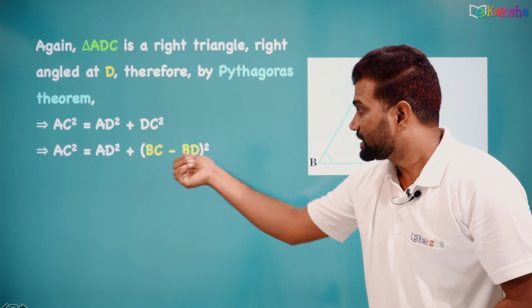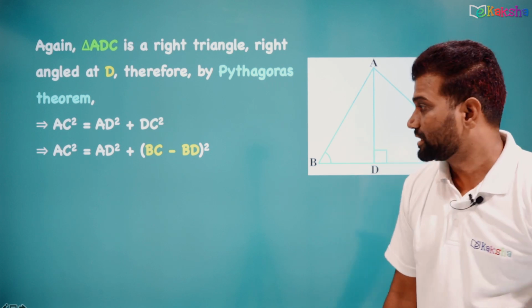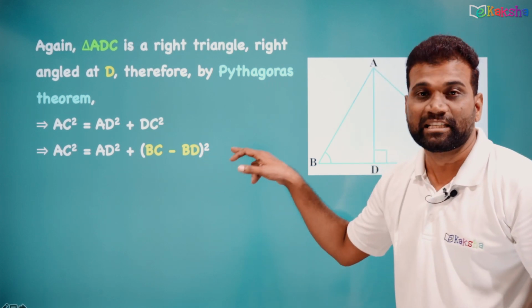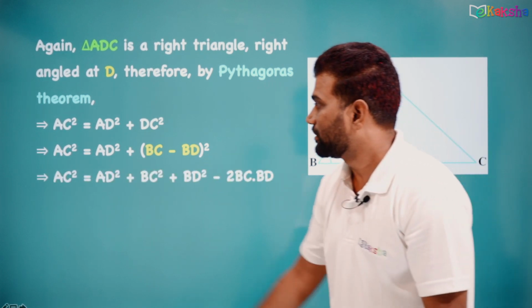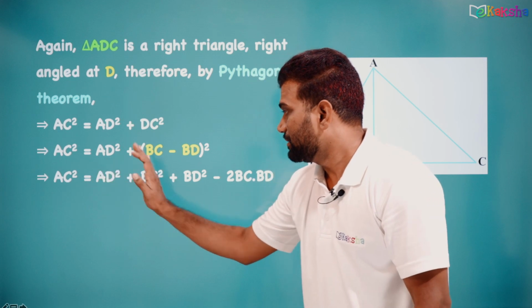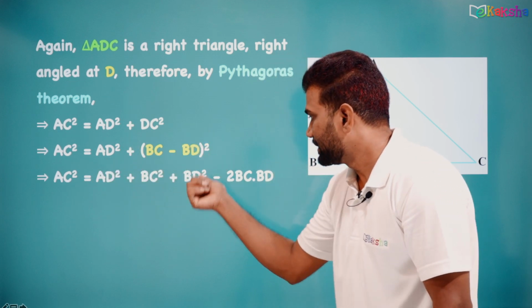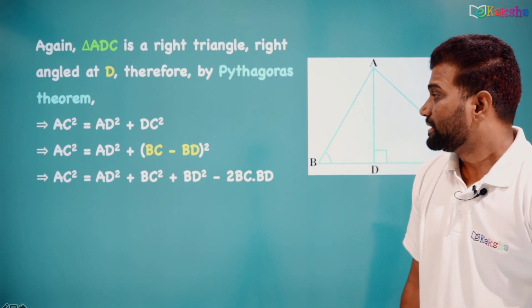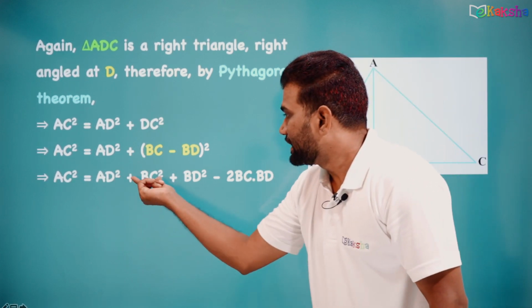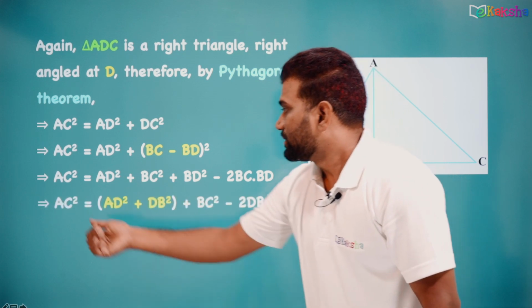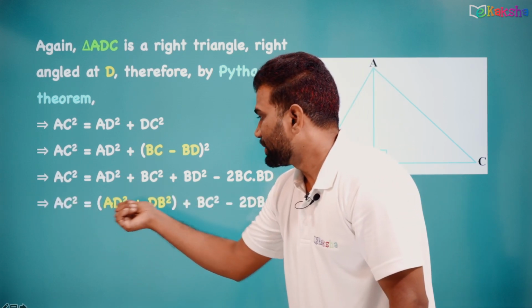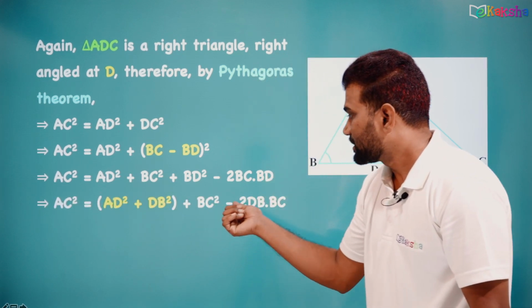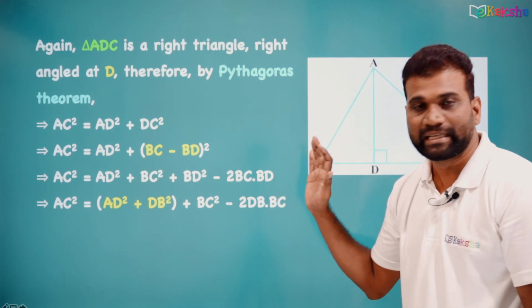On expanding this using the A minus B whole square expansion, that is A square plus B square minus 2AB, we get AC square equals AD square plus BC square plus BD square minus 2 times BC into BD. Again we can take these two together: AC square equals AD square plus DB square plus BC square minus 2 times BC into BD.